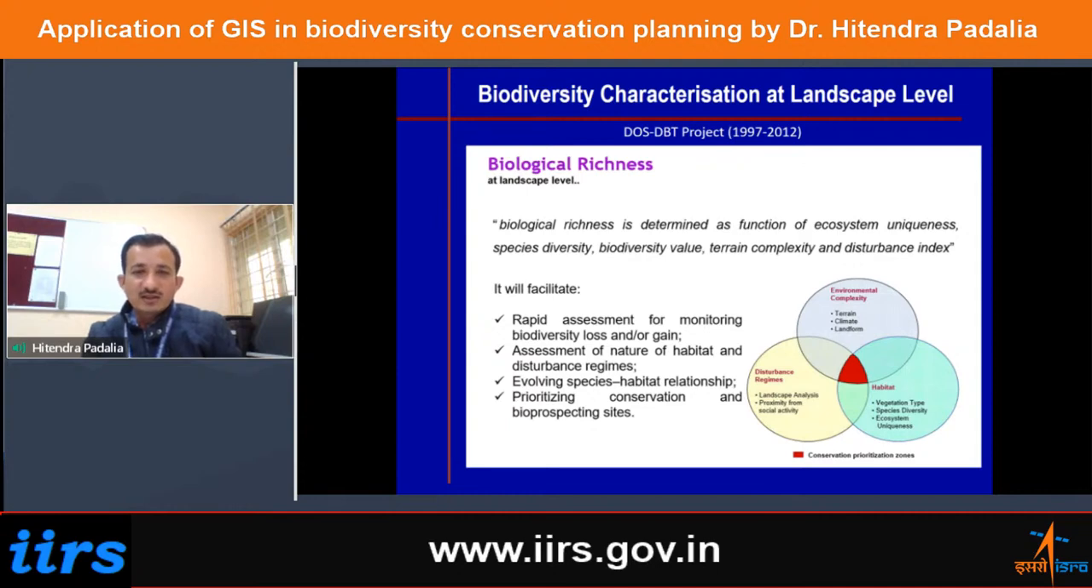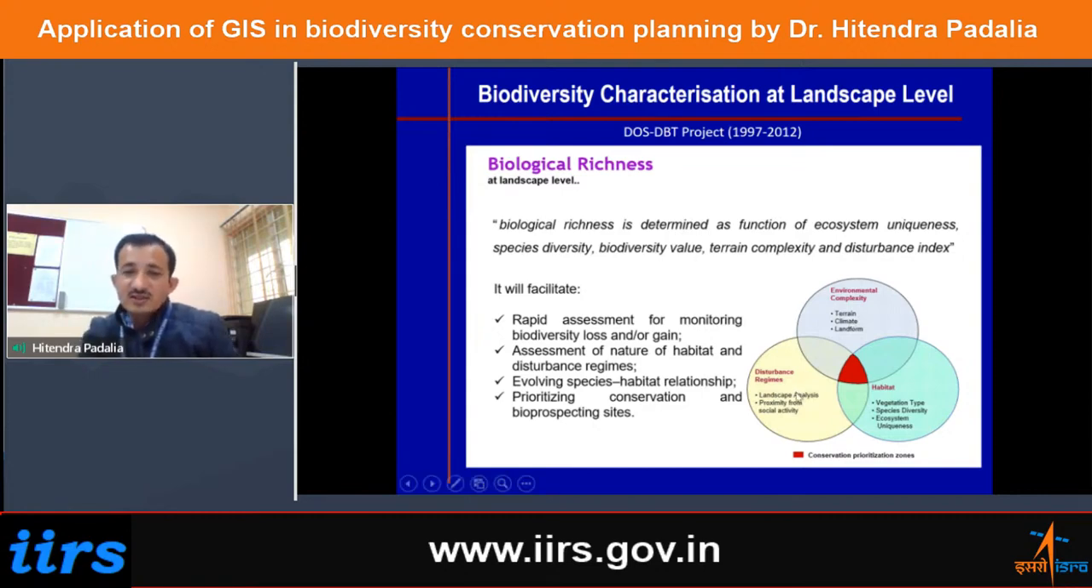If we want to model the plant richness or plant diversity or biological diversity, how do we model it? Basically, in this diagram you can see there are three triangles crossing each other. One constitutes the habitat, where you can talk about vegetation type, species diversity, ecosystem uniqueness. Another triangle is about environmental complexity, which explains what kind of terrain it is, like the Himalaya being very rugged terrain, what kind of climate, a temperate climate, and landform, a mountainous landscape. So the Himalaya is very different from central India.